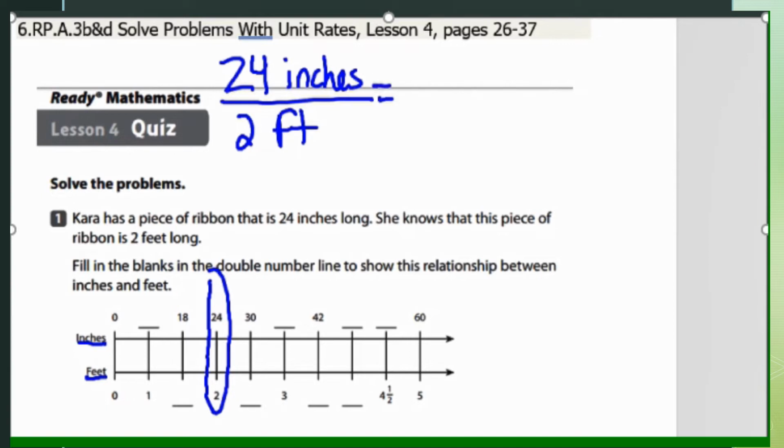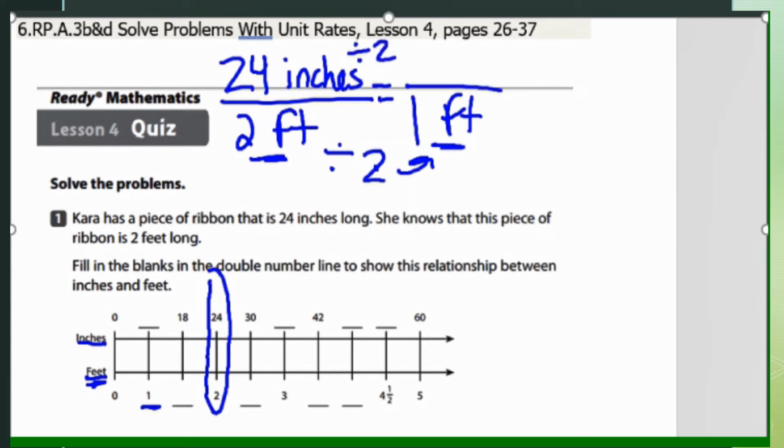So if we look here, we need 1 foot in the denominator. So we want to end up with 1 foot. How do we start with 2 feet and end up with 1 foot? You have to divide 2 by itself to end up with 1. 2 divided by 2 is 1. Whatever you do to the denominator, you have to do the same thing to the numerator. 24 inches divided by 2 is equivalent to 12 inches.